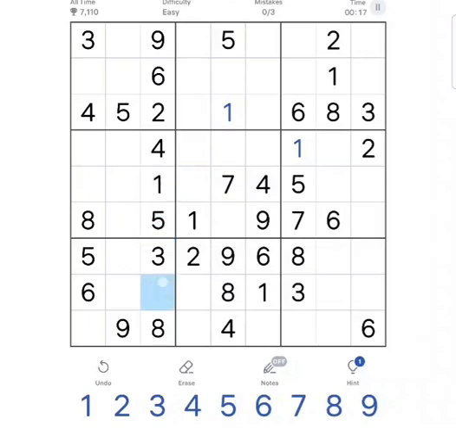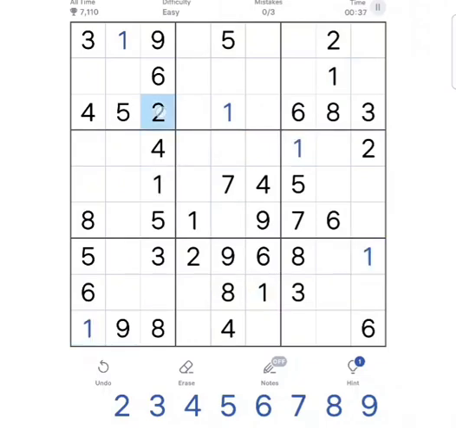One, one. Can't go here. Can't go here. This one cannot go here, here, or here. So we have a one here. This one, one. We have a one here. This one cancels here. This one cancels here. So we have a one, one, one, one, one, one. So we're done with 1.